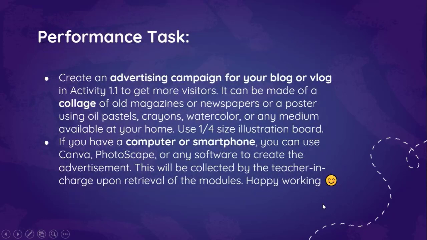So your performance task for this module is to create an advertising campaign for your blog or vlog in Activity 1.1, which is technically, again, your advocacy plan from Module 2. It can be made of a collage of old magazines or newspapers or a poster using oil pastels, no? Para ito sa mga modular students. But if you are an online student and you have a computer or smartphone that you can use, maybe you can try using Canva, Photoscape, or any other software to create an advertisement. This will be collected by the teacher in charge upon retrieval of the module.